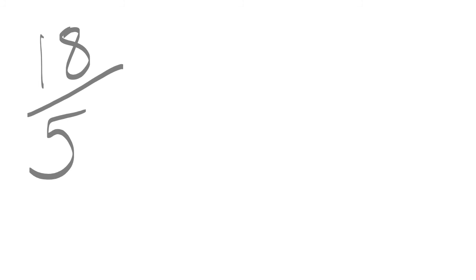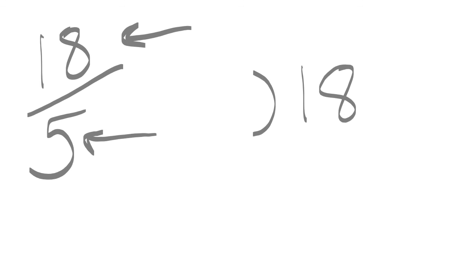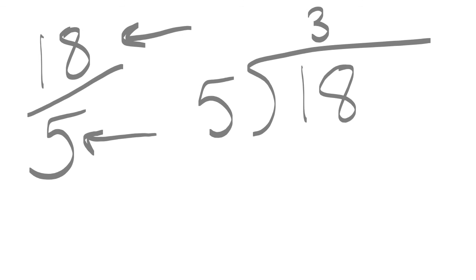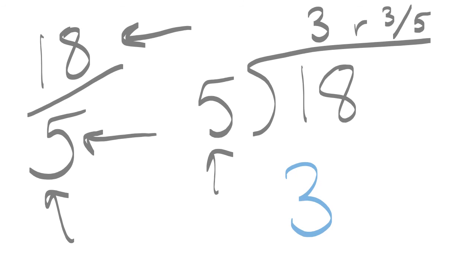Right, I hope that you had a go, and I hope you divided 18, the numerator, by 5, the denominator. 5 into 18 goes 3 times, doesn't it? With a remainder of 3, because 5 times 3 is 15, and to get from 15 to 18 you have to add 3. So that's 3 remainder 3 fifths, because remember, we're dealing with a denominator of 5. So your answer, guys, is 3 and 3 fifths.